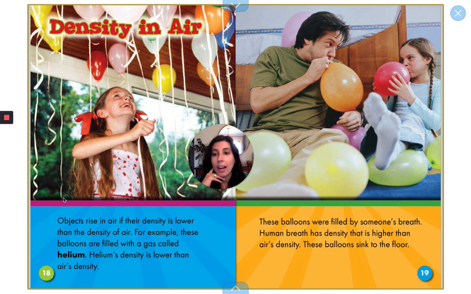Density in air. Objects rise in air if their density is lower than the density of air. For example, these balloons are filled with a gas called helium. Helium's density is lower than air's density. These balloons were filled by someone's breath. Human breath has density that is higher than air's density. These balloons sink to the floor.